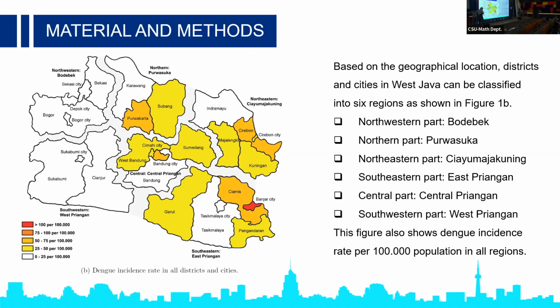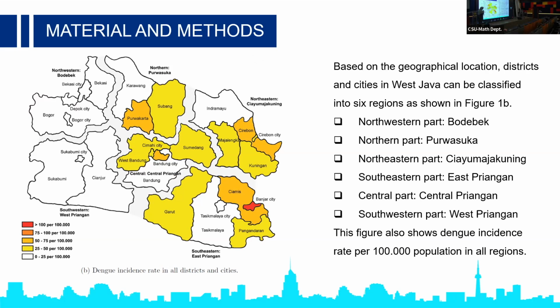So you can see the color represents the density of the cases. For example, the white one is only 0 up to 25 per 100,000 population, and then the red one is above 100 per 100,000 population. So you can see Banjar City has the highest number of dengue patients in the pandemic situation.